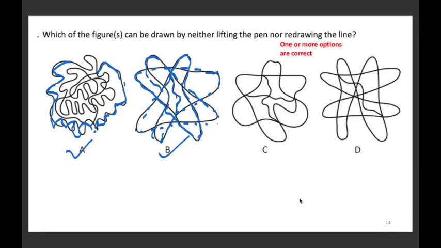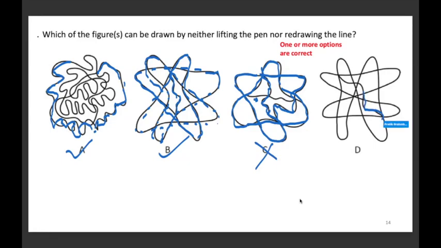Okay, let's do Option C. We start with this figure. We arrive here. We go here. We come here. From here, we come here. We do that. We do that. And then we come back here, in which case this is left. C is not possible.